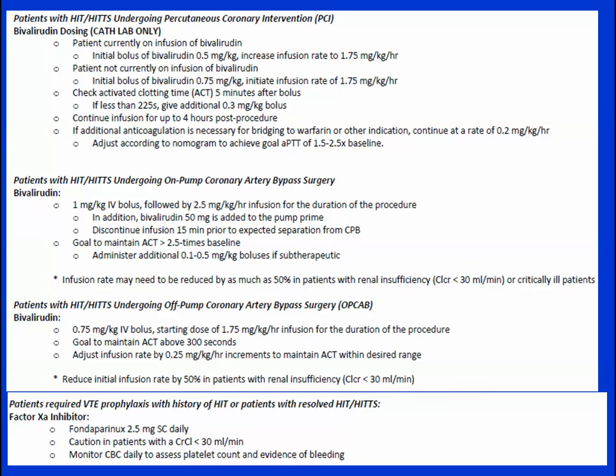These are the recommendations of bivalirudin dosing on the top for patients undergoing PCI, in the middle for patients undergoing on-pump coronary bypass, and next down for patients undergoing off-pump bypass, and finally patients with a history of HIT in which it's resolved. And that completes this presentation.